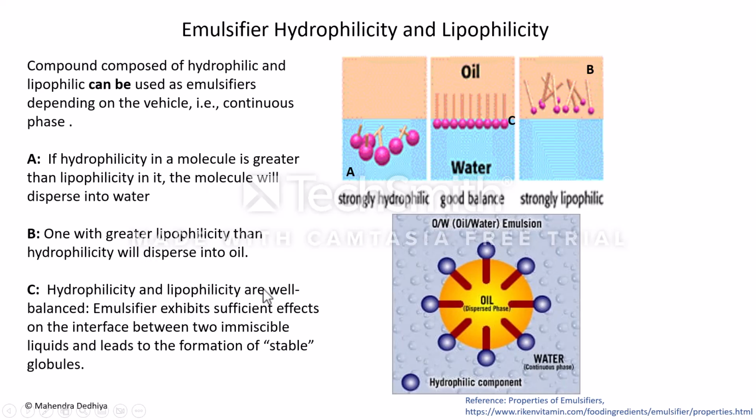However, if hydrophilicity and lyophilicity are balanced, as shown in the middle figure, where on the interface of the oil and water, emulsifier orients correctly, in that case, it will form a stable globule as shown in the figure below that. This is the physicochemical principle. In the next module, we'll continue our discussion on physical chemical properties.